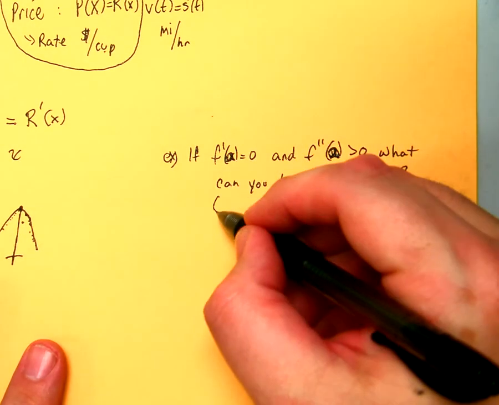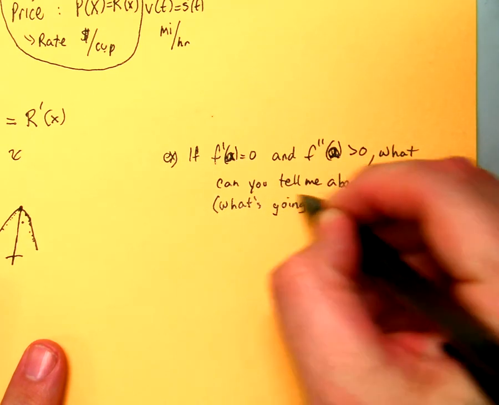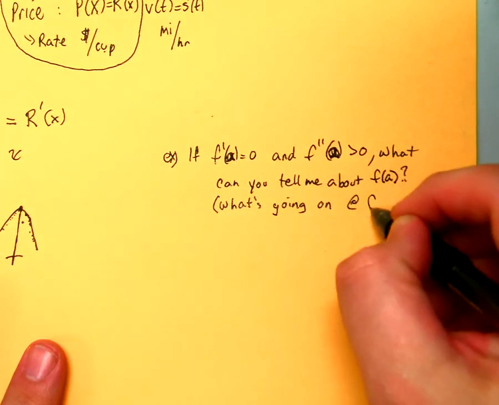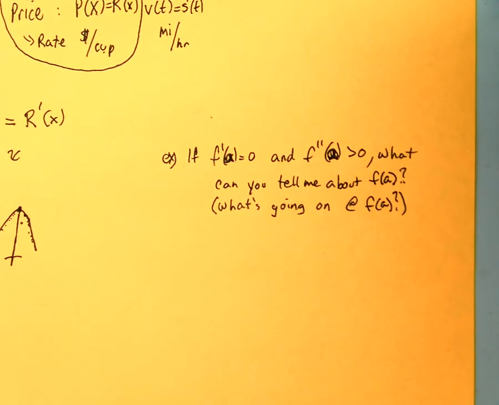Basically, I'm asking, what's going on at f of a? What's happening there?